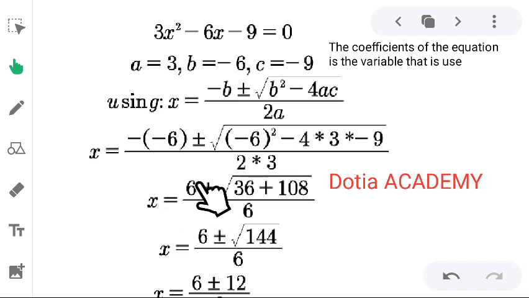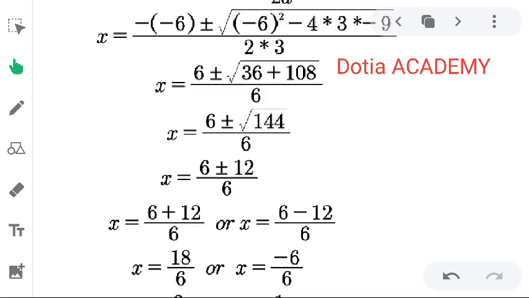So x is equal to 6 plus or minus the square root of 6 squared, that is 36, minus 4 times 3, which is 12, times minus 9. Minus times minus will give you plus 108. So you have x is equal to 6 plus or minus the square root of 36 plus 108, over 6. 36 plus 108 will give you 144. The square root of 144 will give you 12.